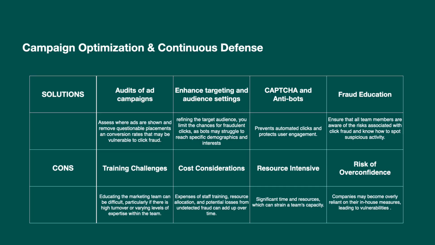Expenses of staff training, resource allocation, and potential losses from undetected fraud can add up over time. The amount of resources needed to keep up with all of these in-house measures can put a strain on the team, especially if the team has a low capacity or there are not enough team members in order to keep up with all the measures that are in place. And lastly, there's a risk of overconfidence. Companies may become overly reliant on their in-house measures, and so that leads to vulnerabilities or things missed.